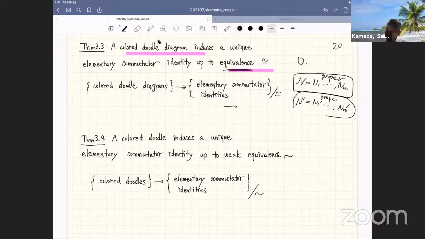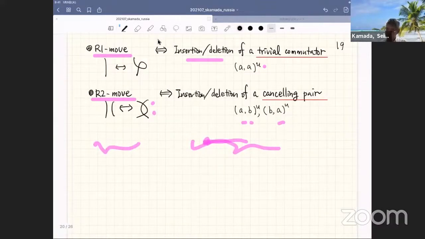And if we change D to D prime, then we need weak equivalence, because when we change D to D prime, we apply the R1 move and R2 move. And in that case, we need these moves for commutator identities.